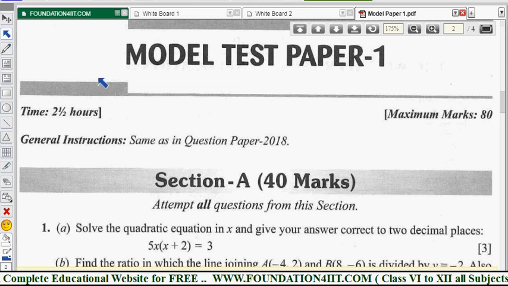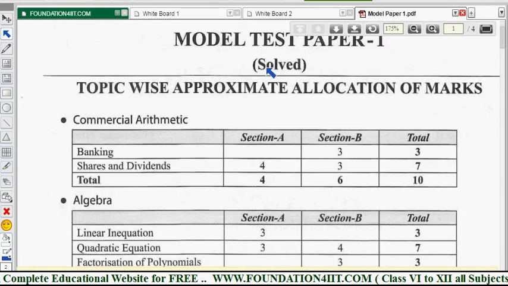Welcome to educational channel. So in this video I'll explain this complete model test paper 1 for class 10 ICSE mathematics. And before seeing all the sums in this paper, let me show you the topic wise approximate allocation of marks also.